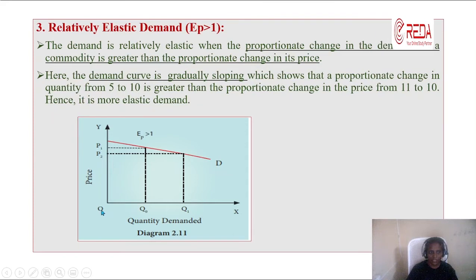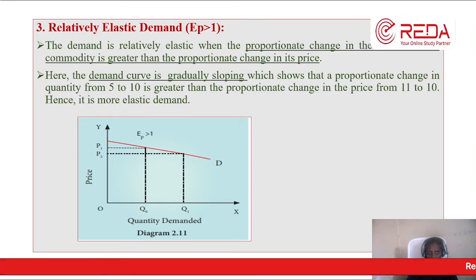When the price level is from 0 to P1, the quantity will be from 0 to Q1. When you join the P1 and Q1 points, you get the edge point here. When the price level decreases from OP1 to OP2, what will happen to the quantity demanded? It will increase. A lesser decrease in the price level leads to a higher increase in the quantity demanded. This we call relatively elastic demand.